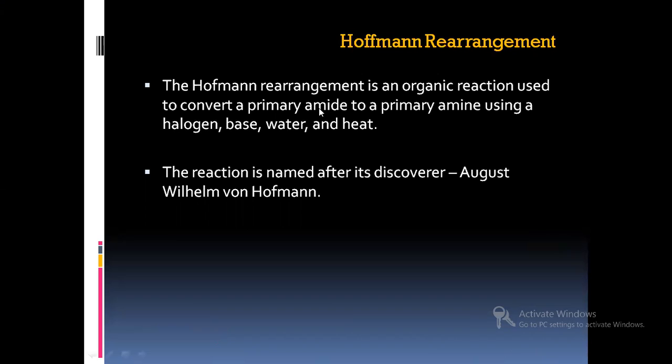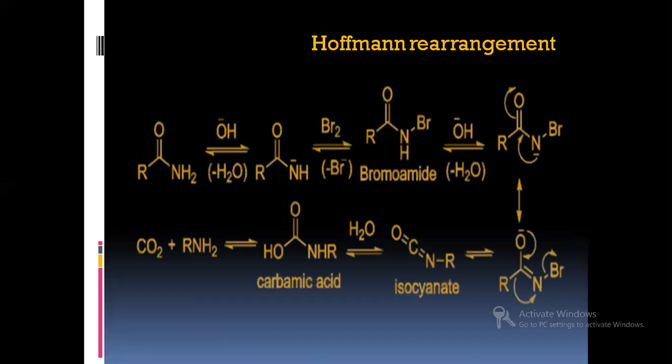So the Hofmann rearrangement is an organic reaction used to convert a primary amide to a primary amine using a halogen, base, water, and heat. And this reaction is named after its discoverer, August Wilhelm von Hofmann. This is about the mechanism. This is the entire mechanism where an amide is getting converted to a primary amine.